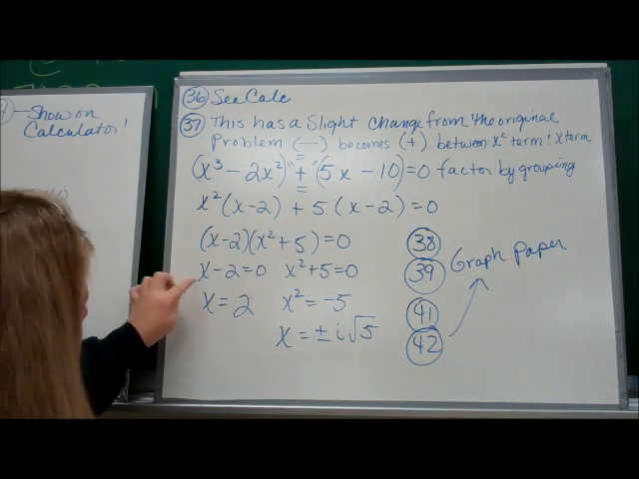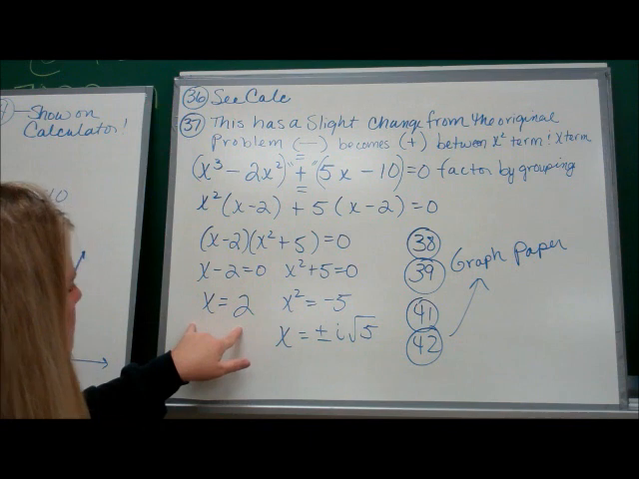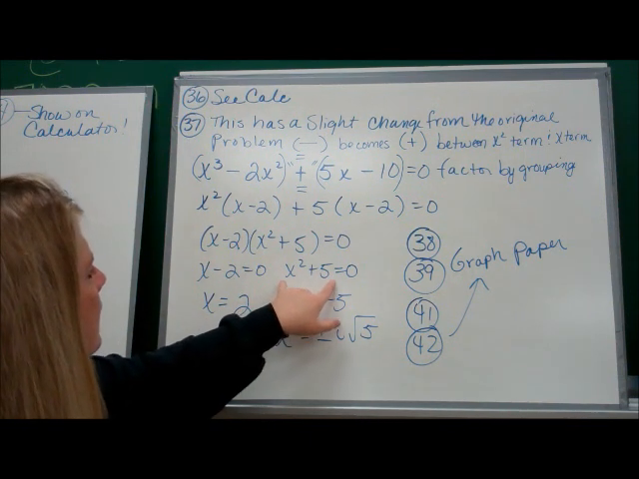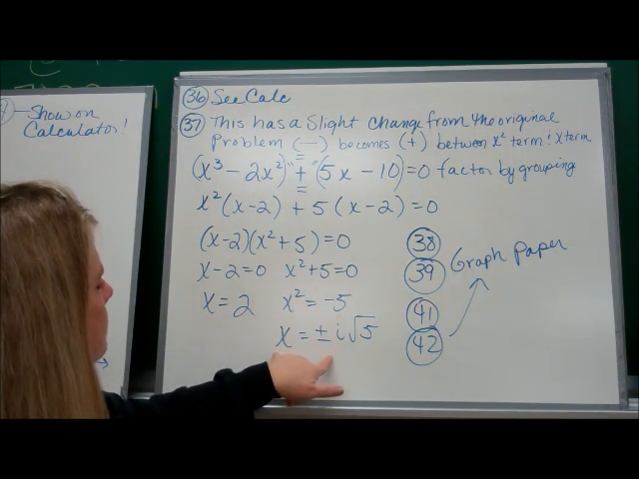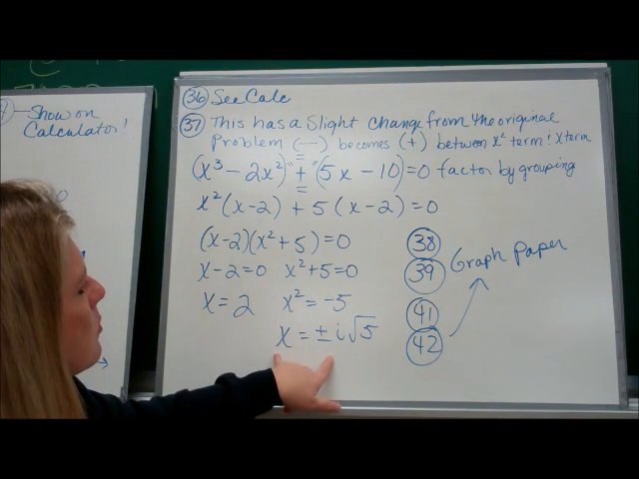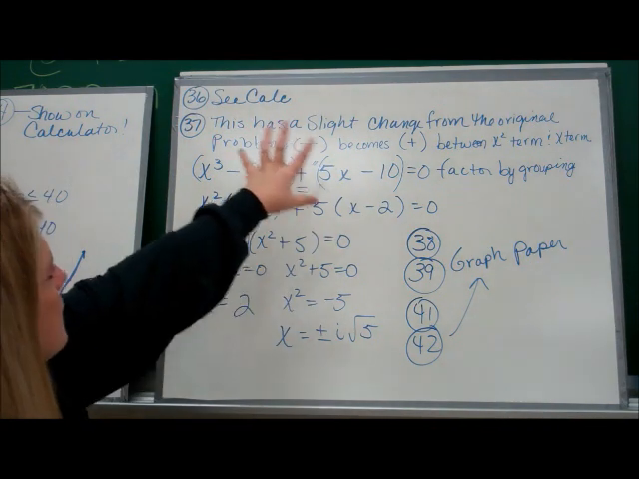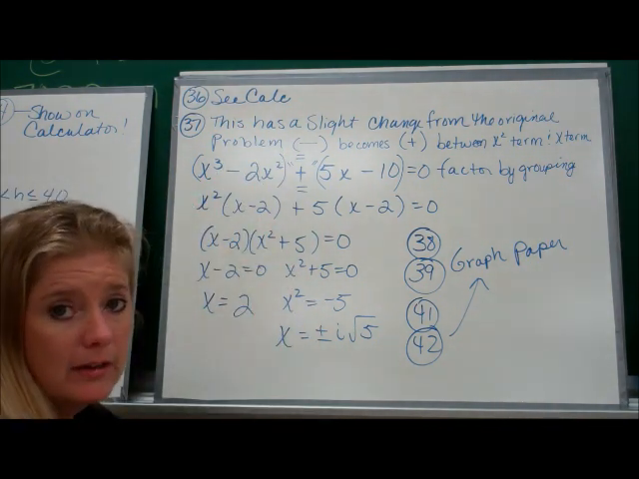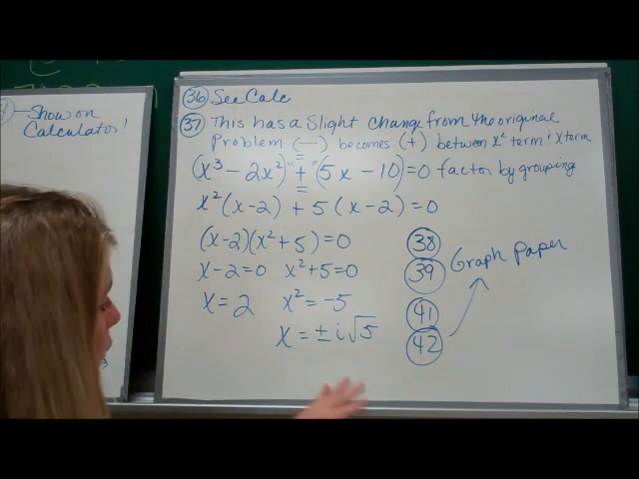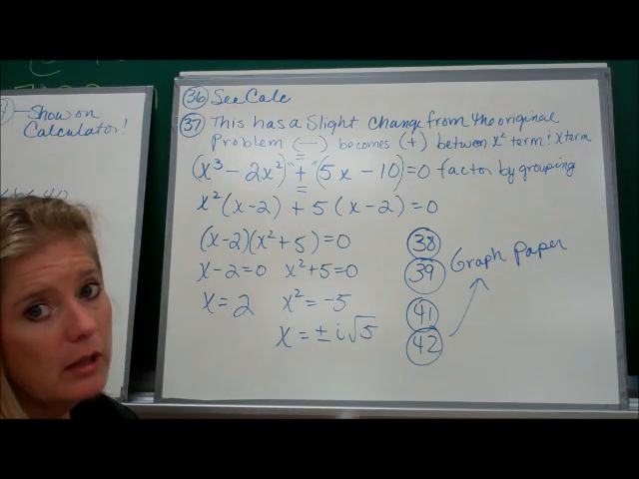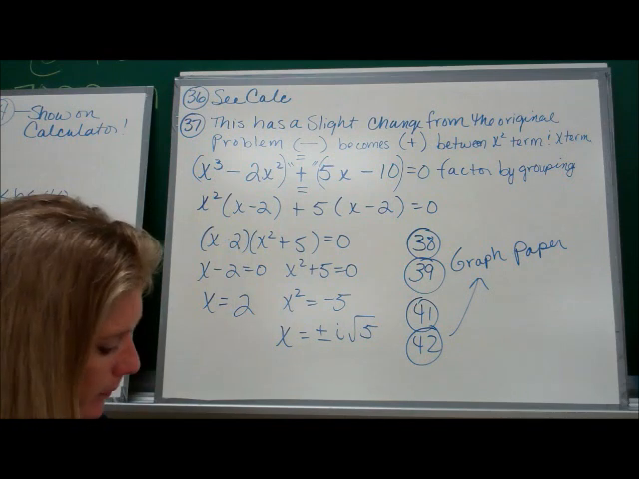We're finding all the zeros. So x minus 2 is equal to 0, x is 2. When x squared plus 5 is equal to 0, x is plus or minus i square root of 5. This is a type of problem where you could not find all the zeros in the calculator, because if you have imaginary ones, the calculator will not tell you what those are.